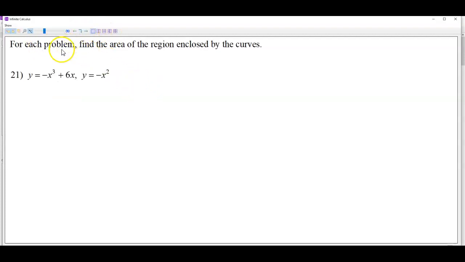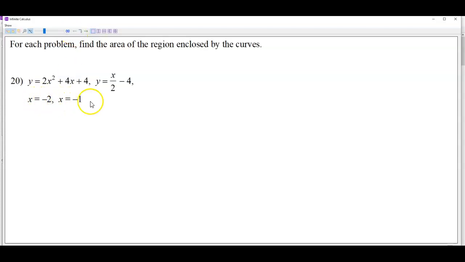Now you'll notice on this one, find the area enclosed by the curves. I wonder how it's worded differently. All right, so for this one, they're not telling us the starting point and the ending point for the x values. So in other words, we need to find where these functions are intersecting. So compare and contrast number 21 with 20, right?